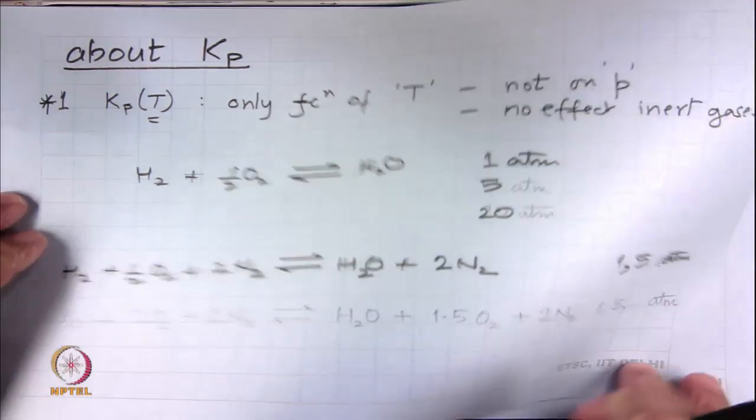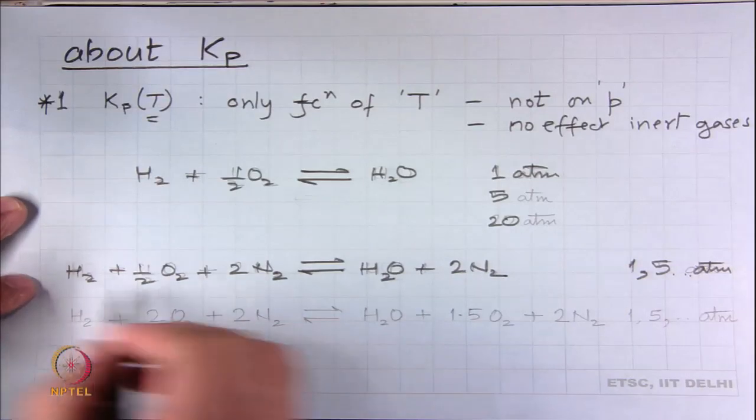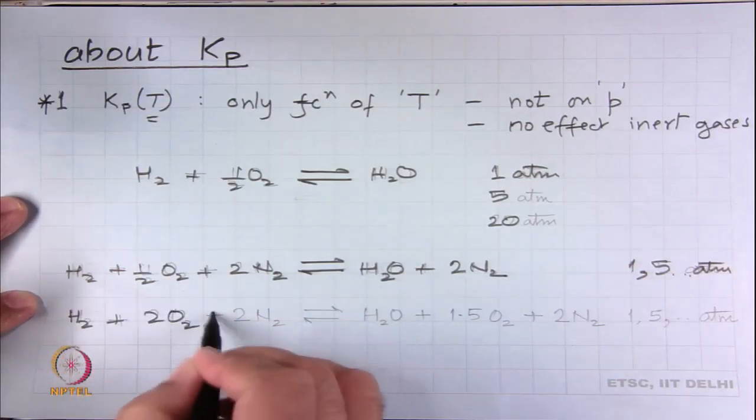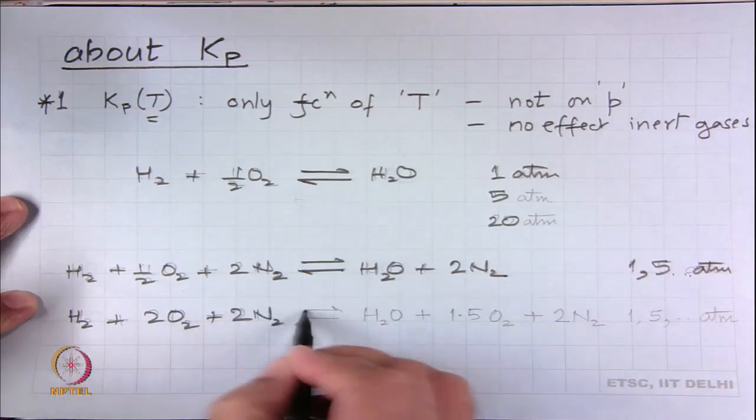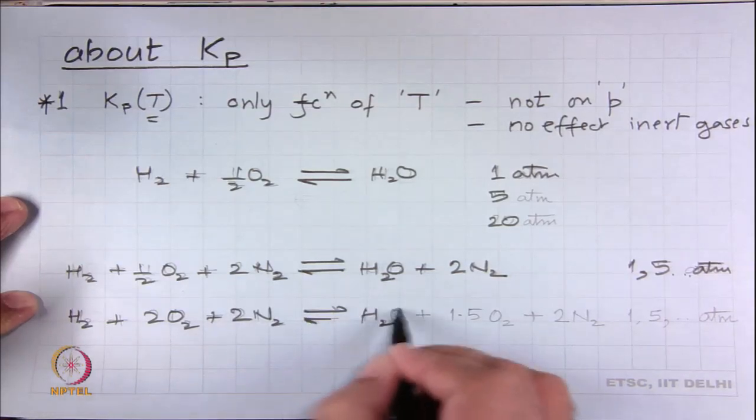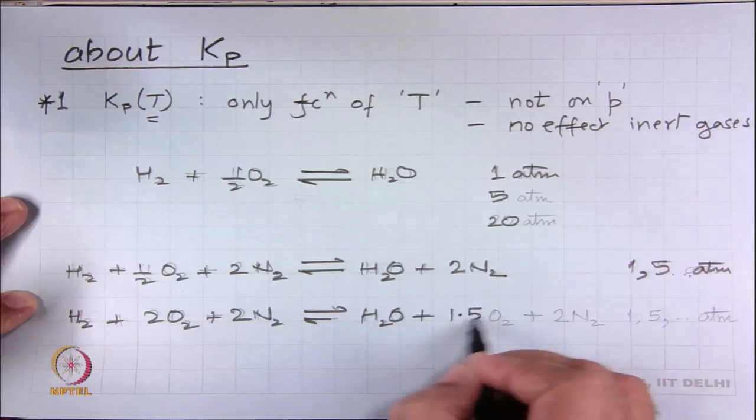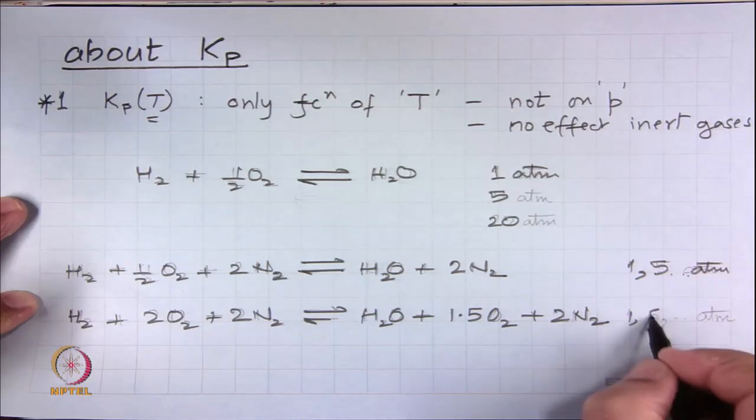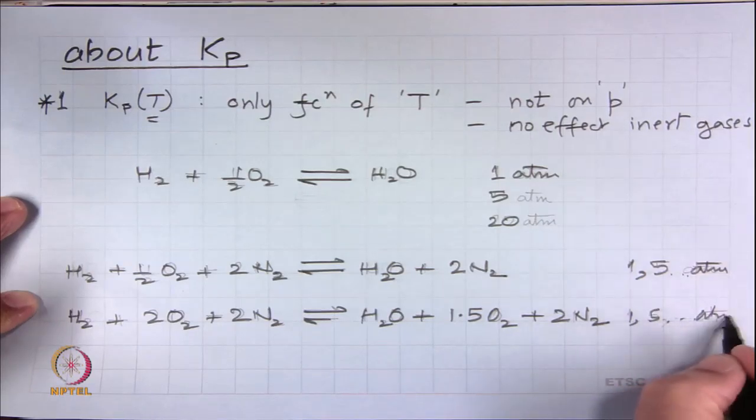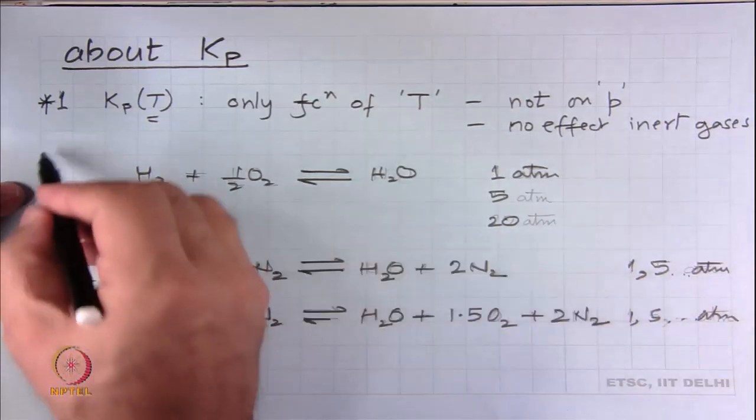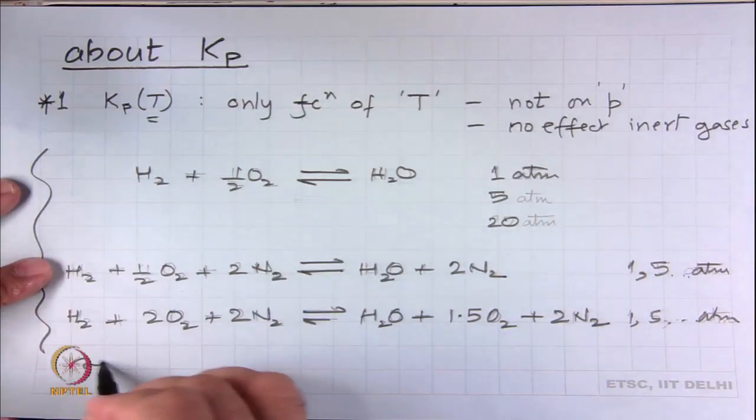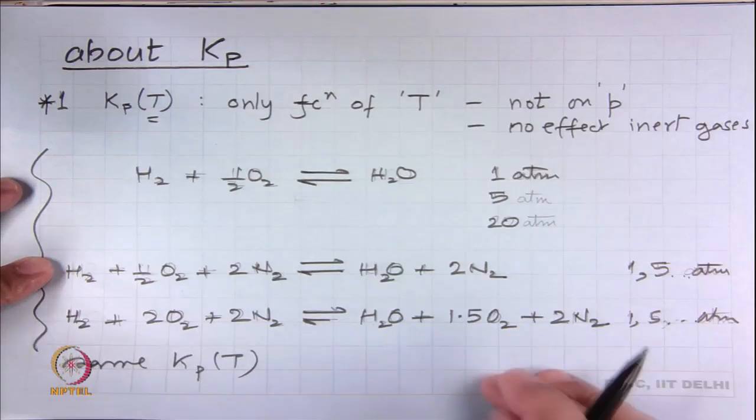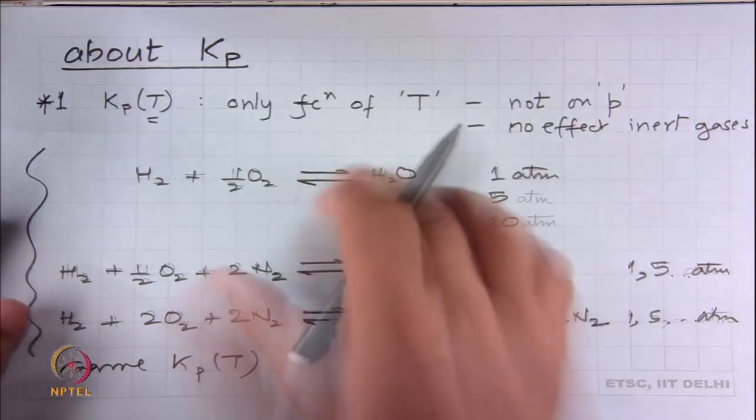And even in this particular case where H 2 and O 2 are in their elemental states, H 2 plus 2 O 2 plus 2 N 2, leaving an excess of oxygen on the right side in the products, this also at any pressure, all these reactions at any pressure have the same K p T. So, this is one characteristic about K p.